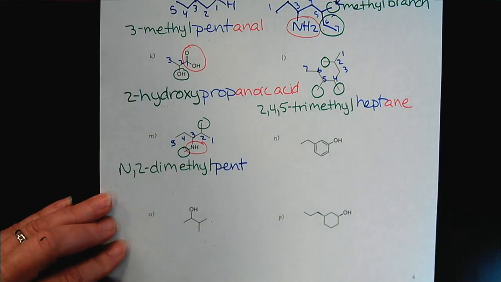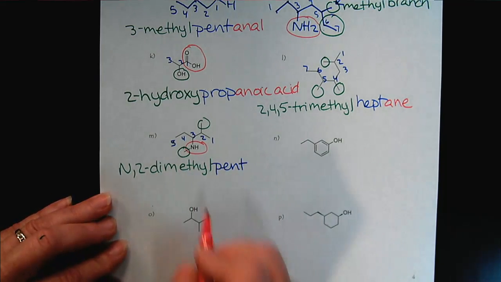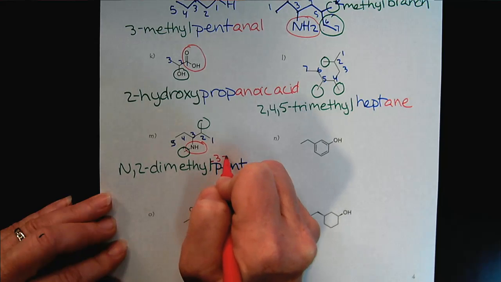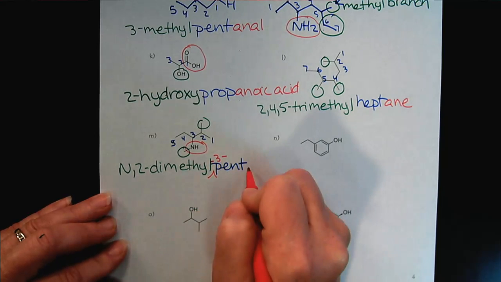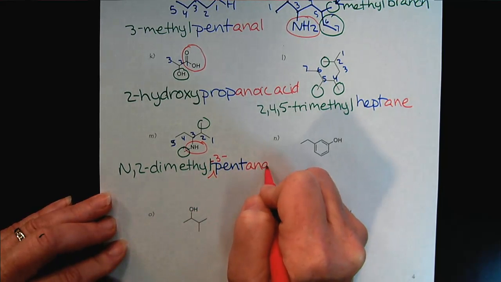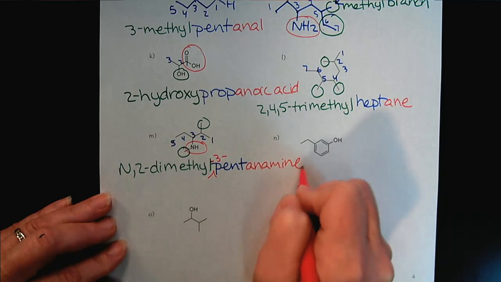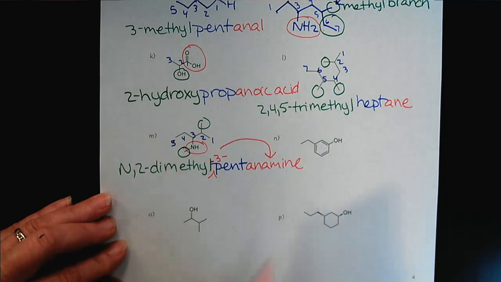Oh, but then we have to tell everybody where the amine is. I forgot that part, so we got to tell everybody 3-pentanamine, right? The 3 tells everybody where to find the amine along the 5-carbon chain.